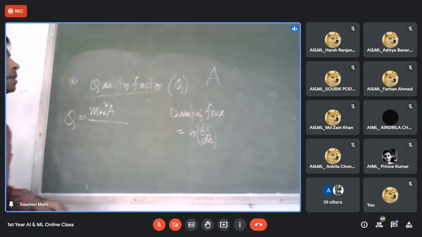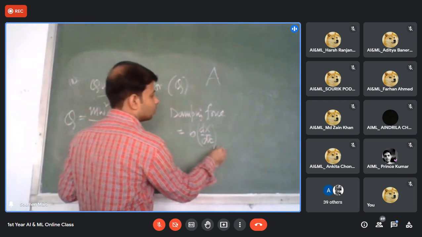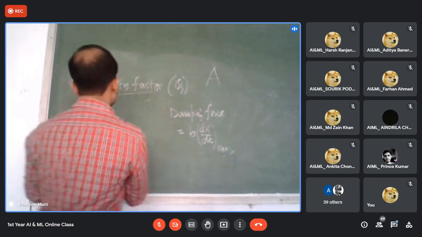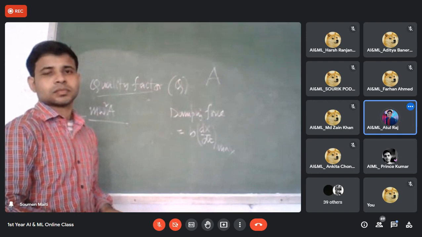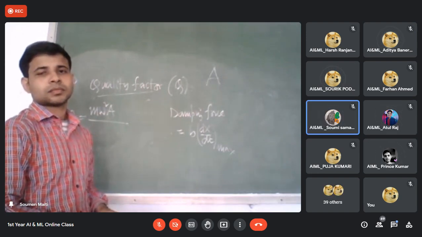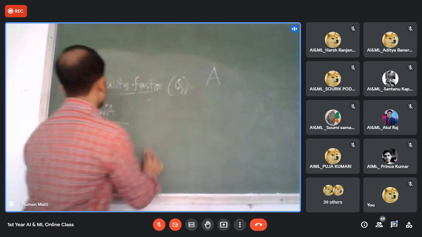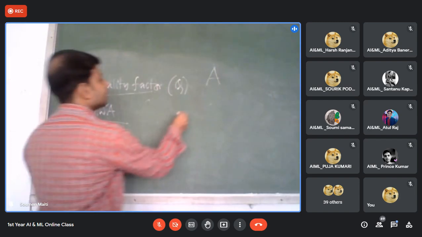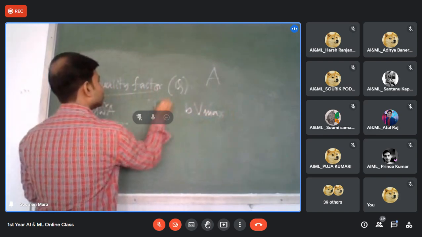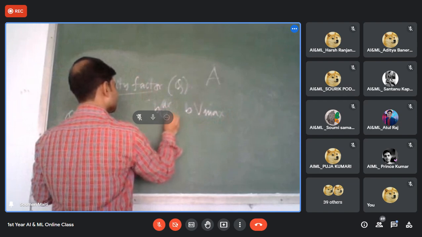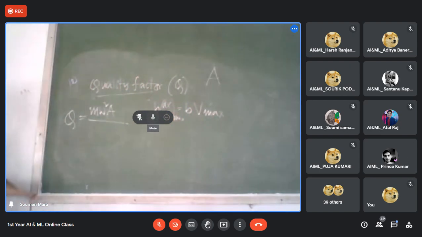If the damping force is there, when this is maximum, that is nothing but the maximum value of the damping force. So can I write that the maximum damping force is nothing but b into (dx/dt) max? Yes or no? Yes, sir.